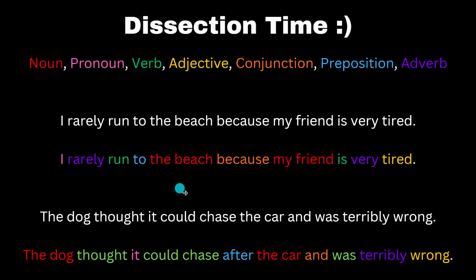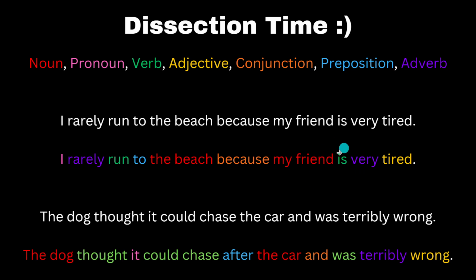Because is actually a conjunction. So you might not think it, but if you say, I rarely run to the beach because my friend is very tired, it's actually connecting the two parts of the sentence. So because is a conjunction. My friend would be an example of a noun. So in the second part of the sentence, you're saying my friend is very tired, and my friend is what you were talking about. So my friend is the noun because it's a person.